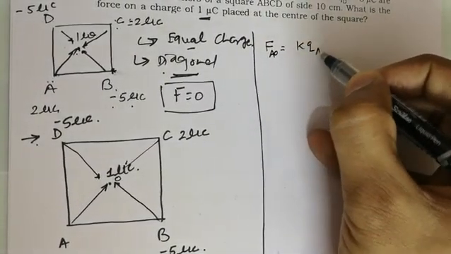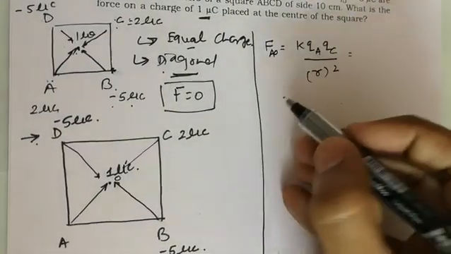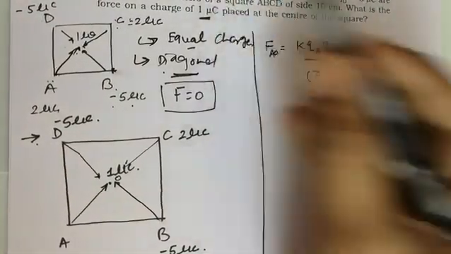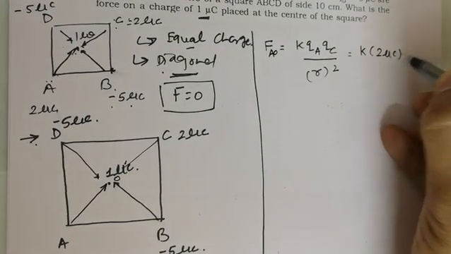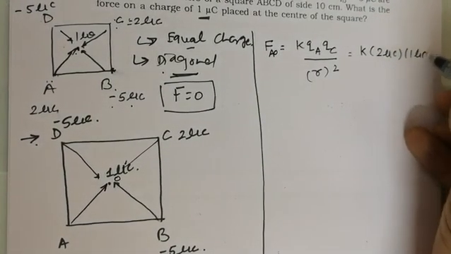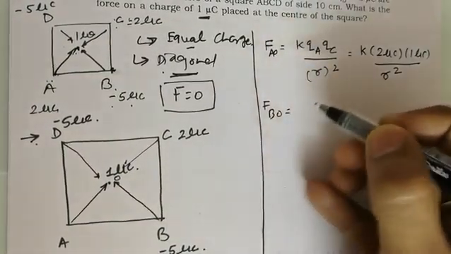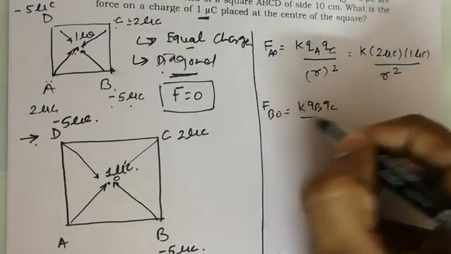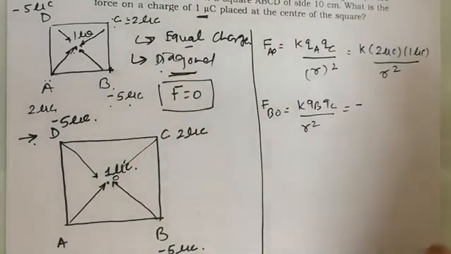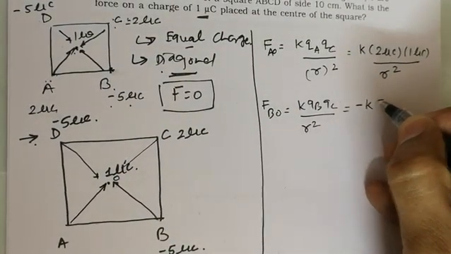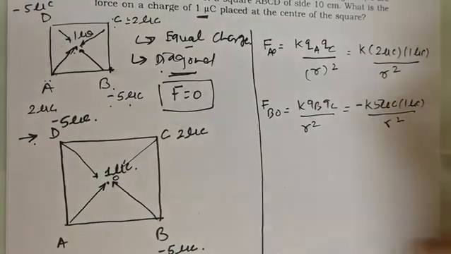I am using F, the force between A and O. I have K, QA, QC divided by R square. Putting in the charges, K times 2 microcoulomb, and from the center it is 1 microcoulomb, divided by R square. The force between B and O is K, QB, QC by R square, and it is minus because B is minus 5. So minus K, 5 microcoulomb, 1 microcoulomb divided by R square.